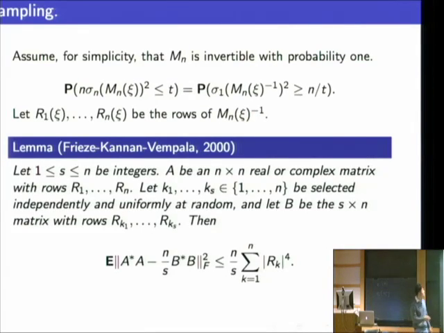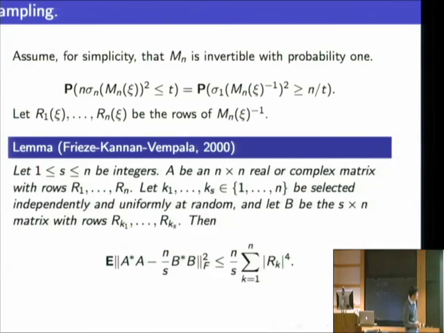In concrete form, if you want to bound the probability that sigma_n is small, it is the same as bounding the probability that sigma_1 of the inverse is large. There is a lemma that I found. Actually, it is not even the result that Frieze, Kannan, and Vempala proved; it is only a subcase of this. It's very easy to reprove.